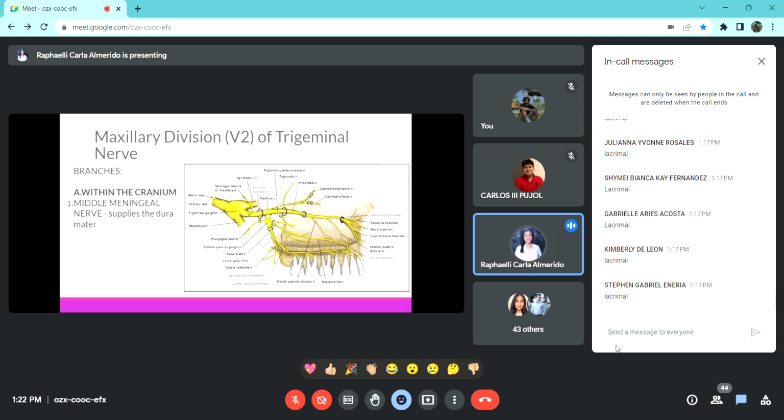nerve. Okay, so the one from the main trunk, yung pataas, the one pointing upwards, okay, that is your meningeal branch of maxillary nerve, or simply middle meningeal nerve. Okay, so it supplies the dura mater.